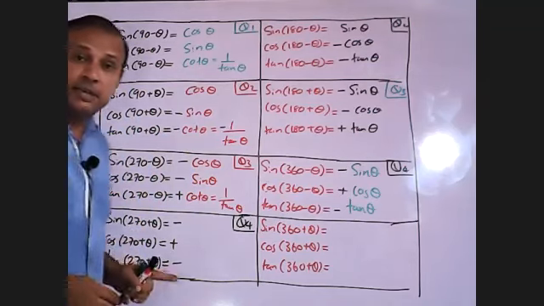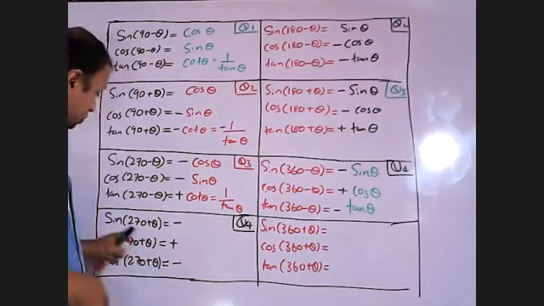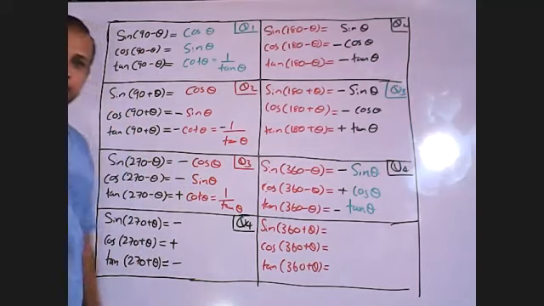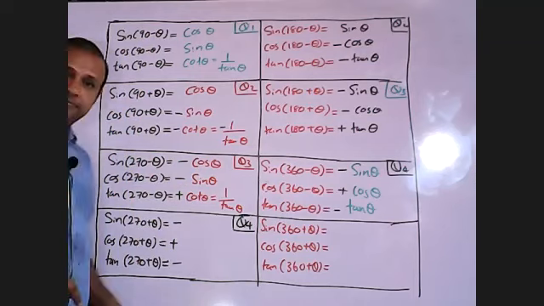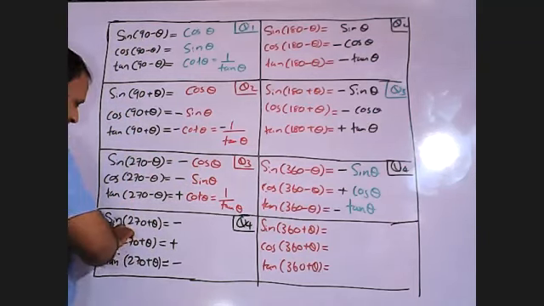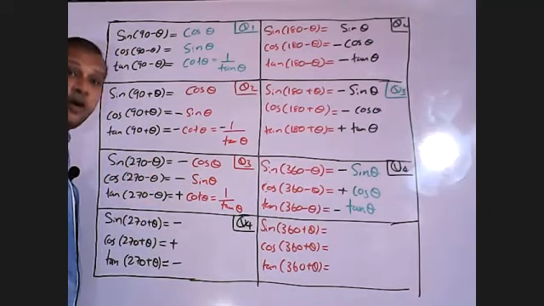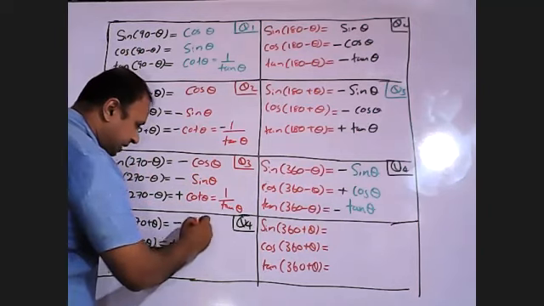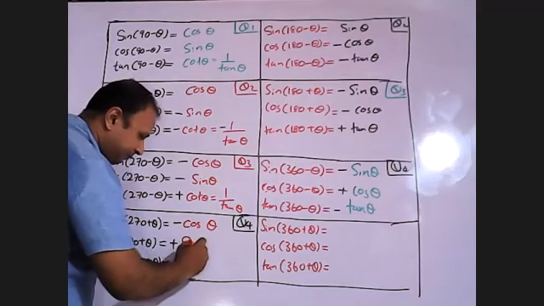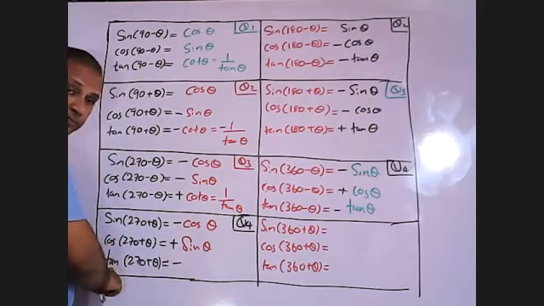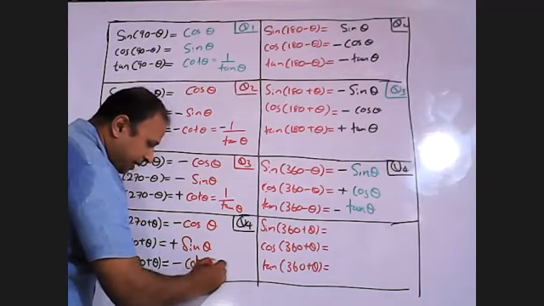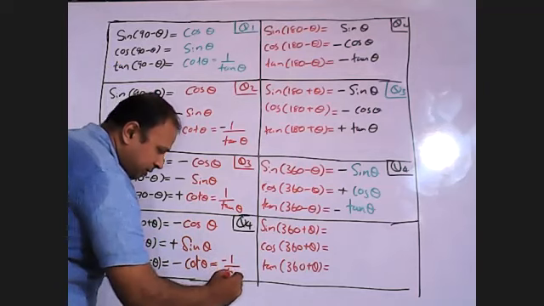Okay, 270 plus theta. Sorry, is 270 an even or odd multiplication? Odd. Therefore, the magnitude changes: sine becomes cos theta, cos becomes sine, tan becomes cot theta, or I can write it as 1 over tan theta.